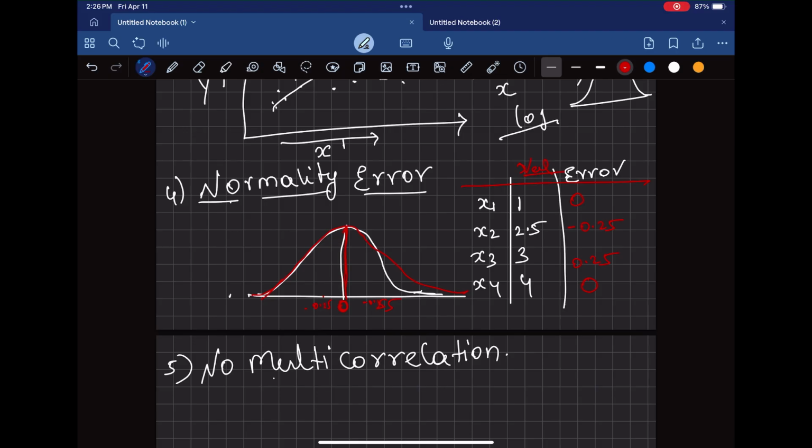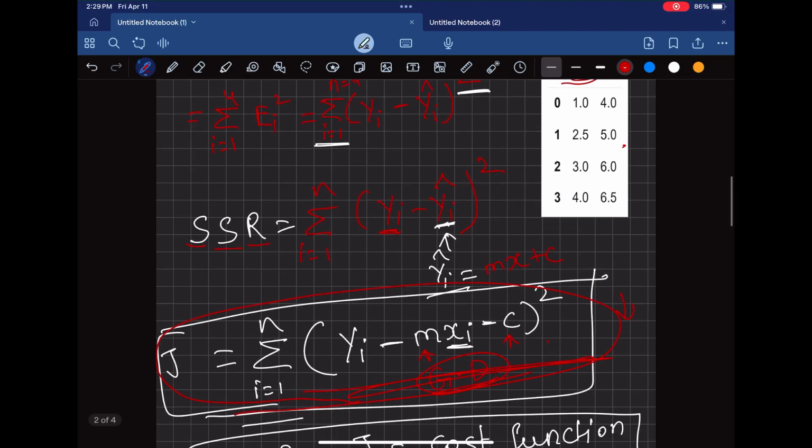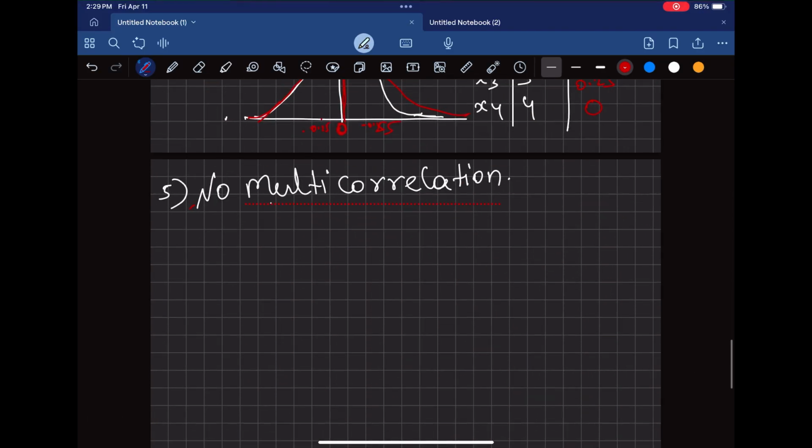Now let's talk about no multicollinearity. What do we mean by no multicollinearity? In this example we considered only one feature, X, but in real cases there may be multiple features. Let me consider there is an X1 feature, an X2 feature, and an X3 feature, and we have Y, the predicted variable. X1 should not depend on X2 or X3, X2 should not depend on X1 or X3, and X3 should not depend on X1 or X2.